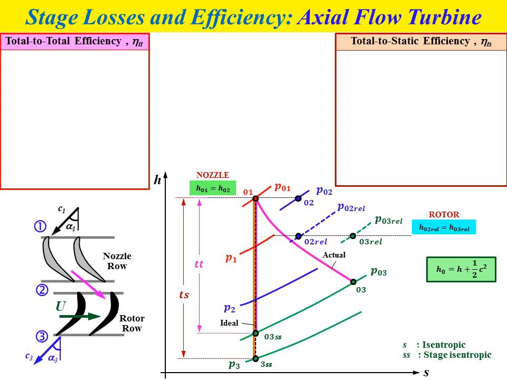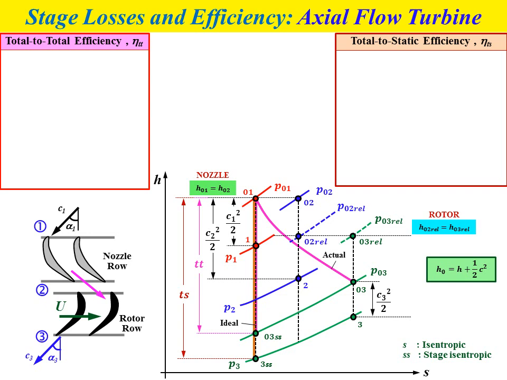Okay, so we already learned the equation for stagnation enthalpy, where stagnation enthalpy H0 equals static enthalpy plus half C square. So clearly in the HS diagram we can see the value of H01, based on the stagnation enthalpy equation, equals H1 plus C1 square divided by 2, and H02 equals H2 plus C2 square divided by 2. The last one in terms of stagnation enthalpy, H03 equals H3 plus C3 square divided by 2.